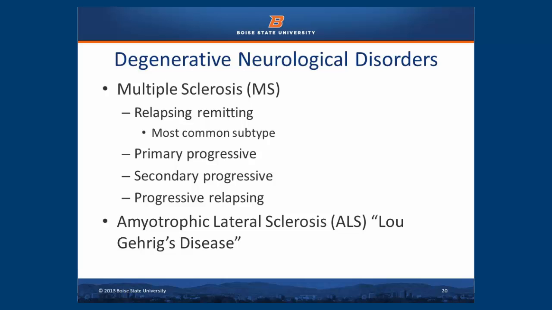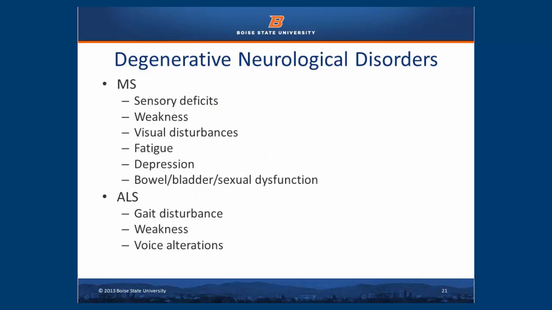The 4 types of multiple sclerosis: the relapsing remitting subset is the most common subtype. Primary progressive, secondary progressive, and progressive relapsing are the other subtypes of multiple sclerosis. The symptoms in ALS typically occur symmetrically. That's the big difference between MS and ALS as far as presentation.